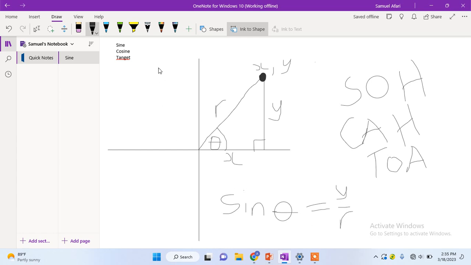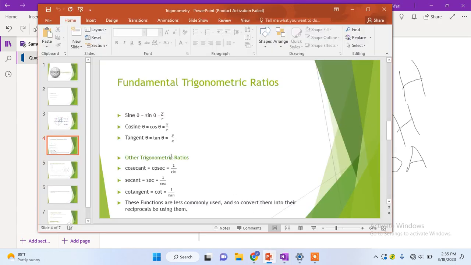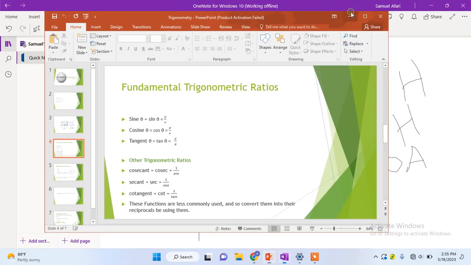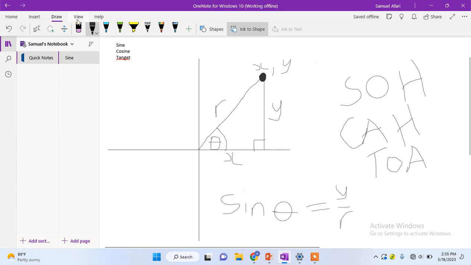Keep that in mind: sine theta is going to be y over r. We have it on the slides here, you can see that sine theta is equal to y over r. So we are proving for cos theta and then tan theta. Let me quickly erase this, okay, so we can continue.